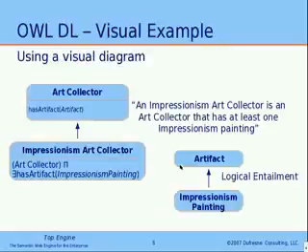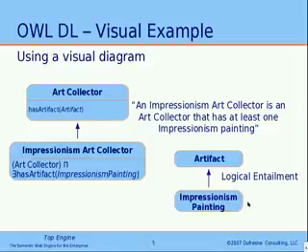Now, if we look at it from a visual diagram, we see that the impressionist art collector is defined as the conjunction of those two class descriptors. The impressionist art collector must be a subclass of art collector, which means that every impressionist art collector must be an art collector as well. Since an art collector has artifacts of type artifact, it follows that the impressionist painting must also be of type artifact in order to comply with that axiom.